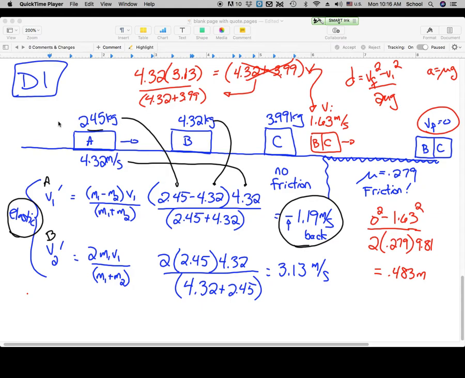Now, when a smaller mass hits a bigger stationary mass, the smaller mass will always bounce backwards. So that's a good thing that we got a number like that. We should always get a number that reflects it going backwards in a situation like that.